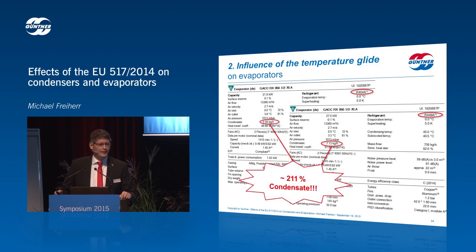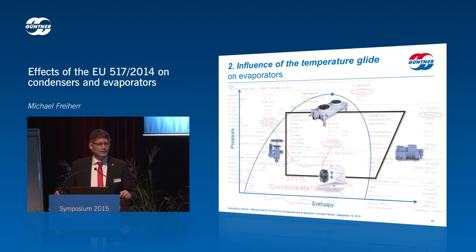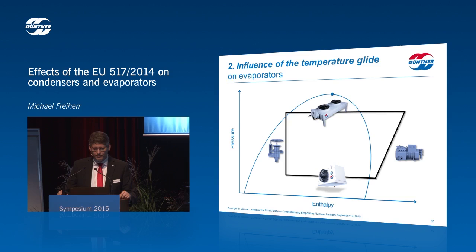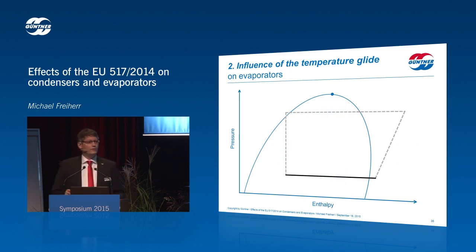But that's not true, and I'd recommend not to do that, because the dehumidification capacity is twice as high if you do not look at the temperature glide. So in a system with unpackaged cooling goods, you have a massive problem in the end. What's the reason for this?